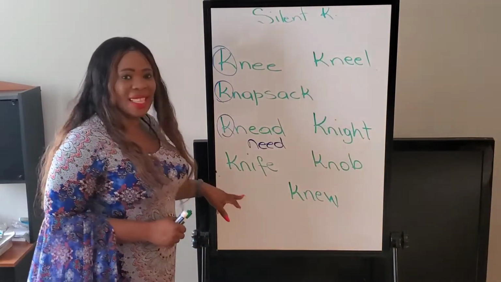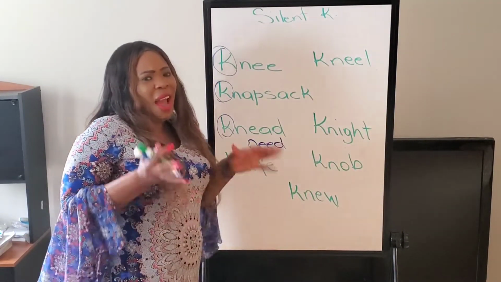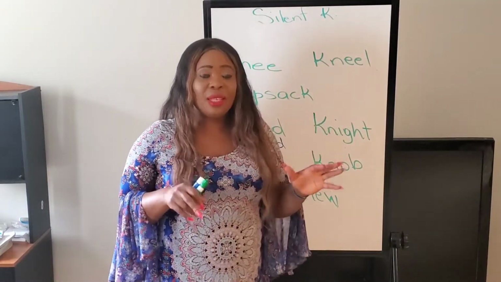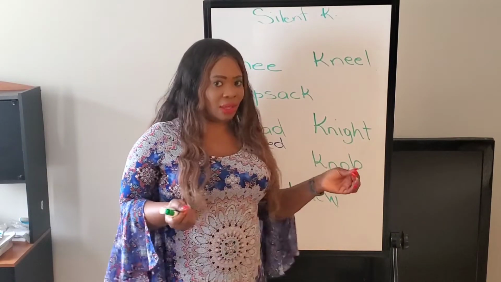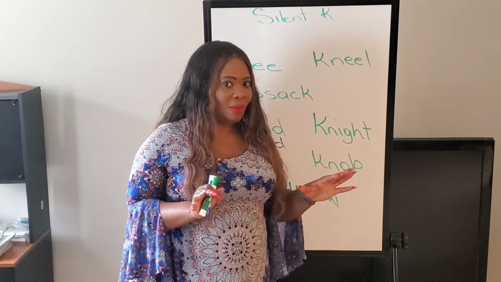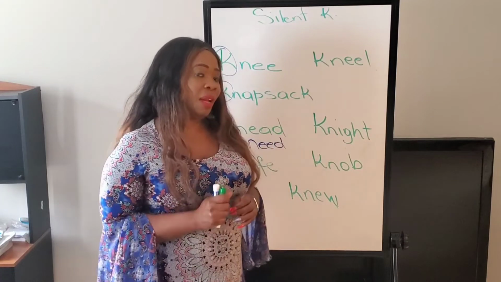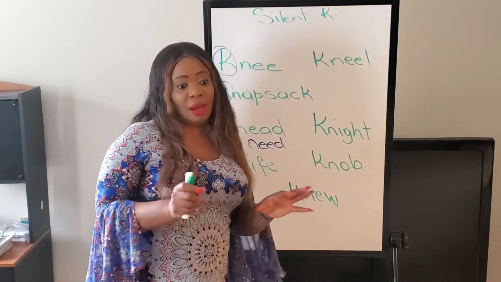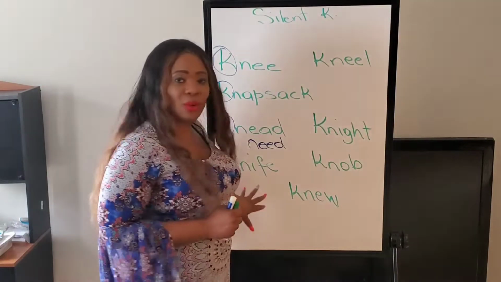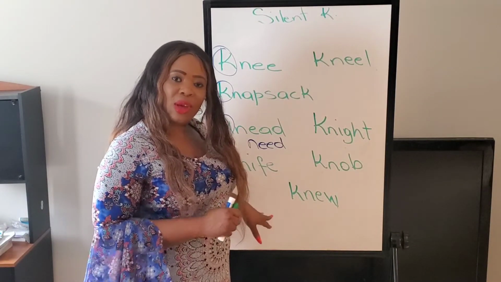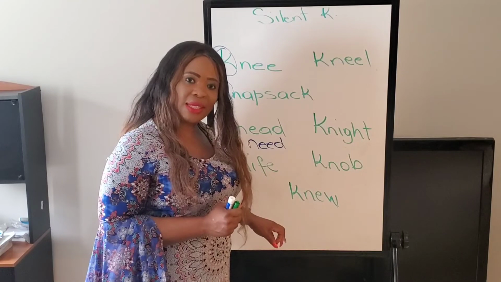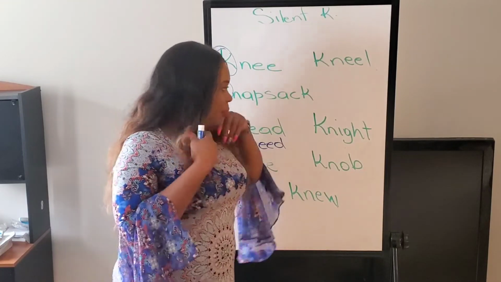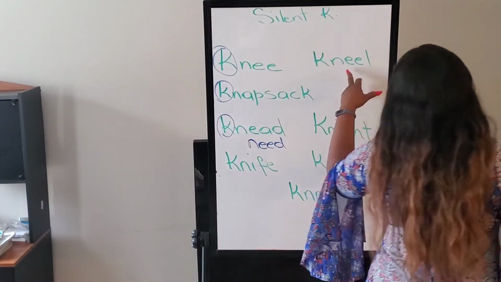Okay, so this one is knife. And I think we're familiar with knife because we use it to cut. No, not people. But let's say we want to peel a fruit or we want to cut something, then we can use a knife. Okay? So I want to cut that bread into slices. I'll use a knife. Now we have kneel.